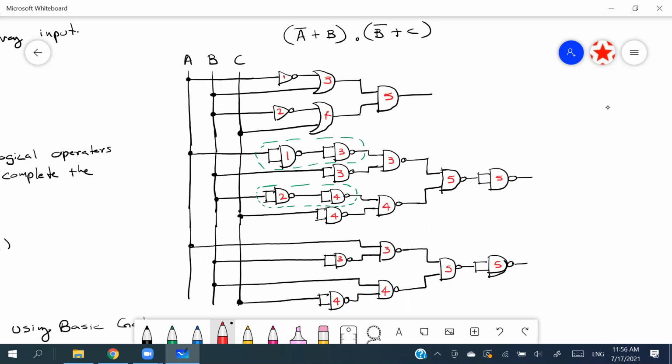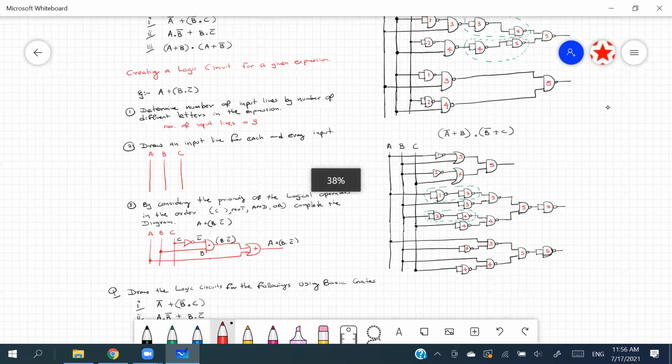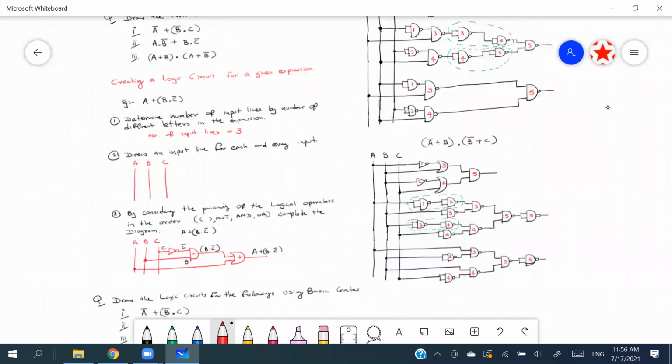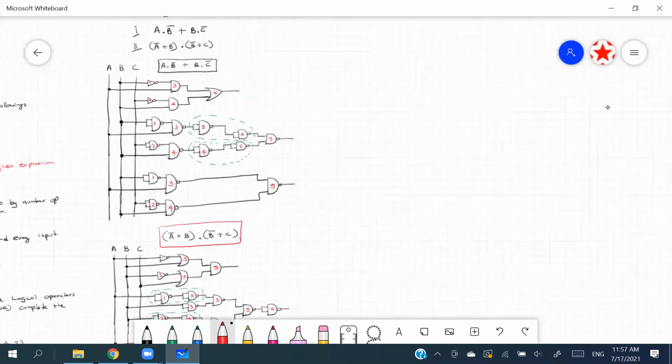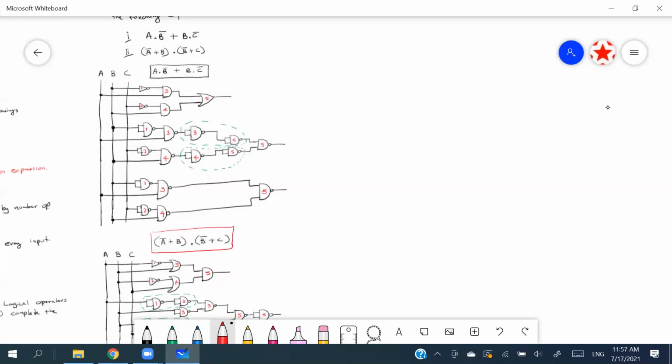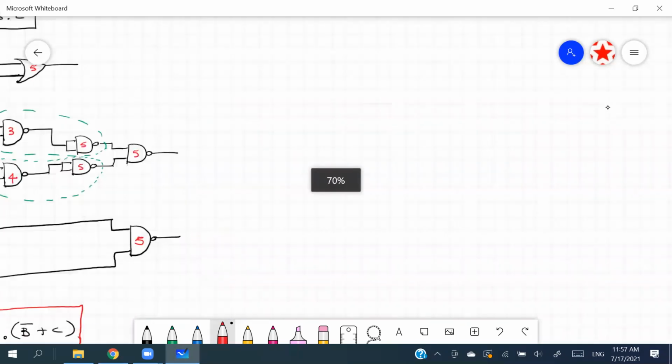Right. So let's move on with the other things, right? So we have done the circuits from NANDs for both the equations, right? And I'm going to show you how we are going to draw it from the NORs for both the equations, right? So I'm going to do it right over here.